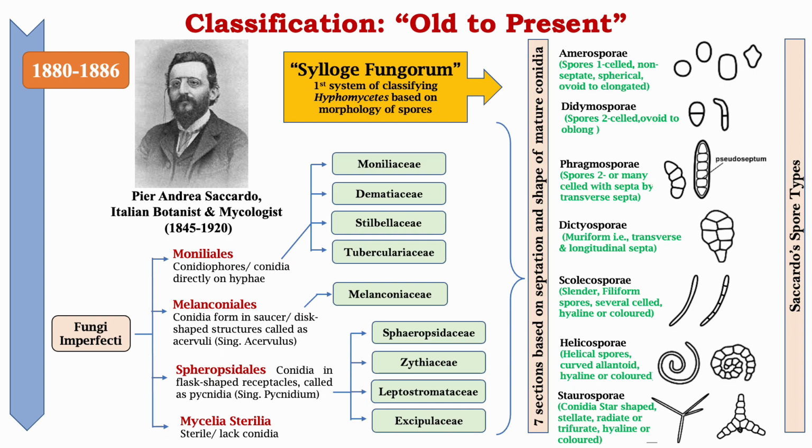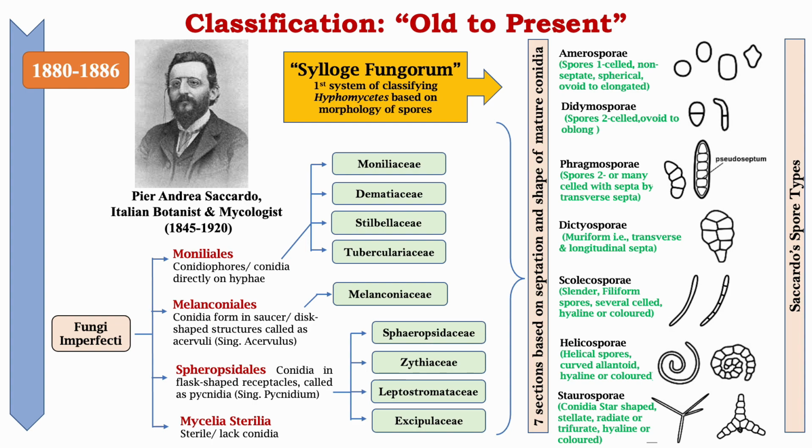And the fungi were initially grouped into 7 sections based on septation as well as shape of mature conidia. Number 1 is amerospores. Here spores are one-celled, non-septate, spherical, ovoid to elongated, and followed by didymospores. Here spores are 2-celled, ovoid to oblong, followed by phragmospores.